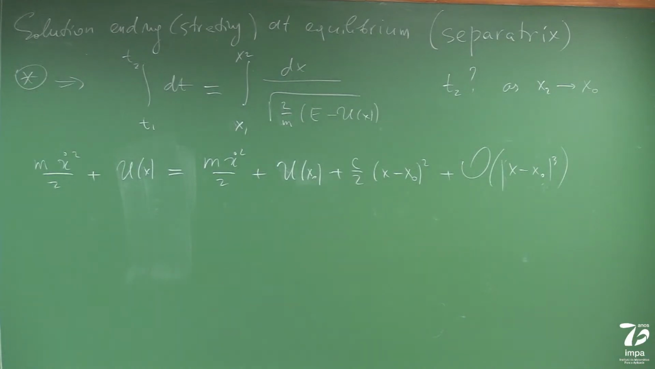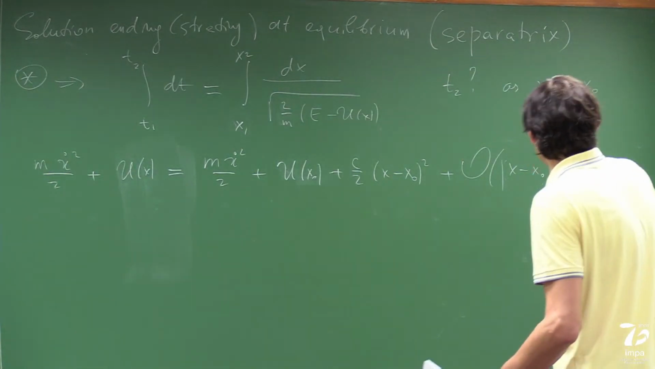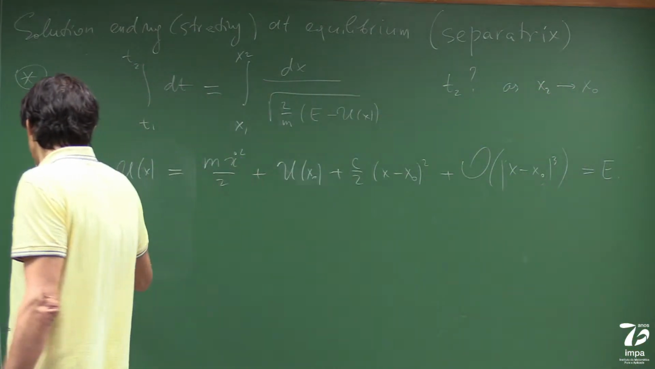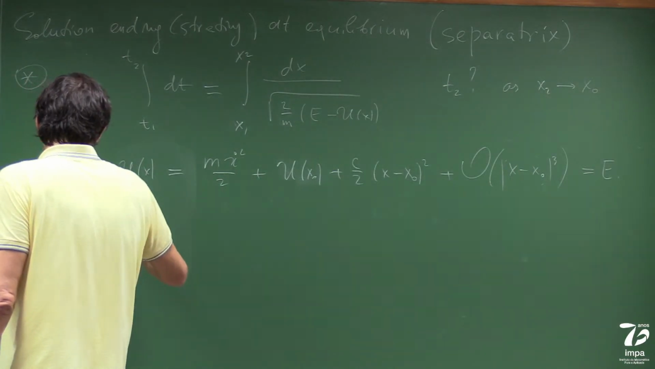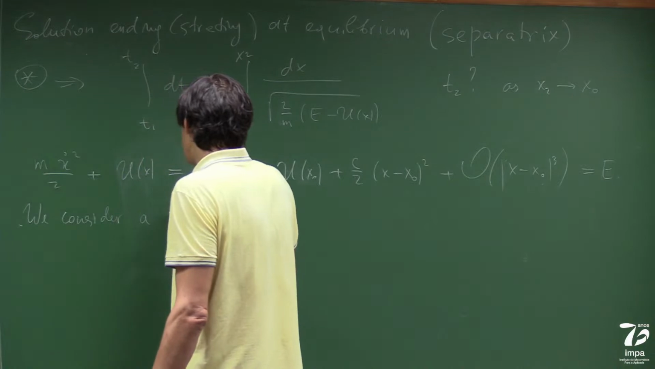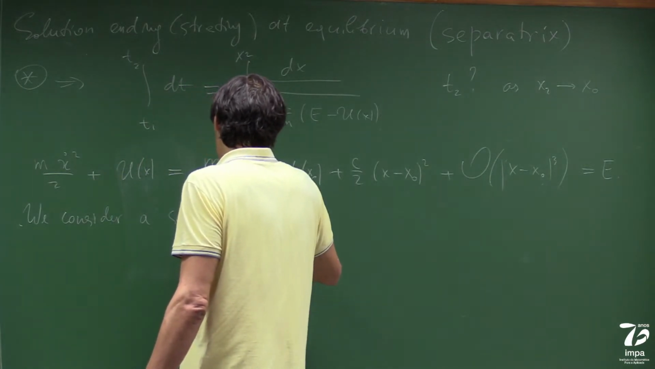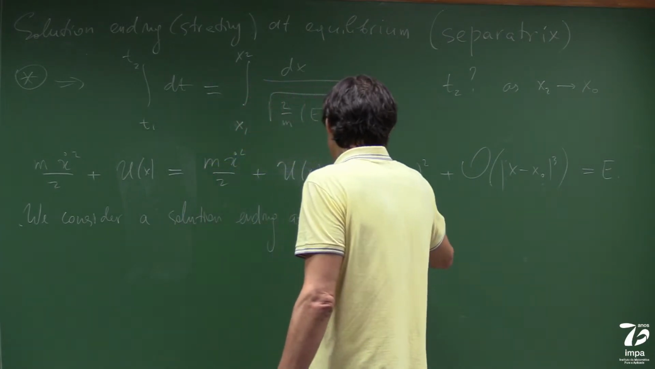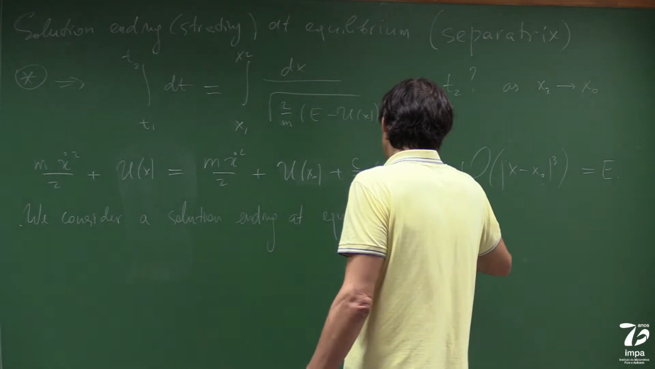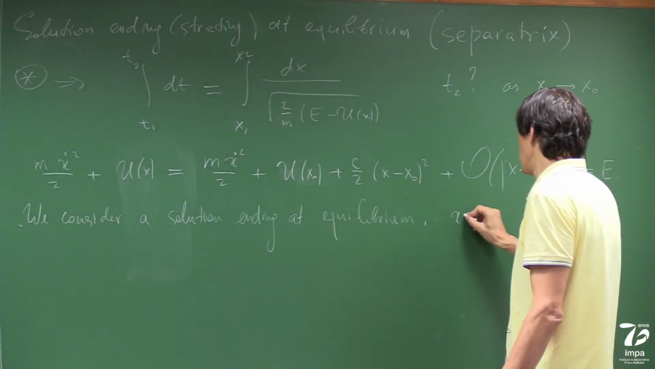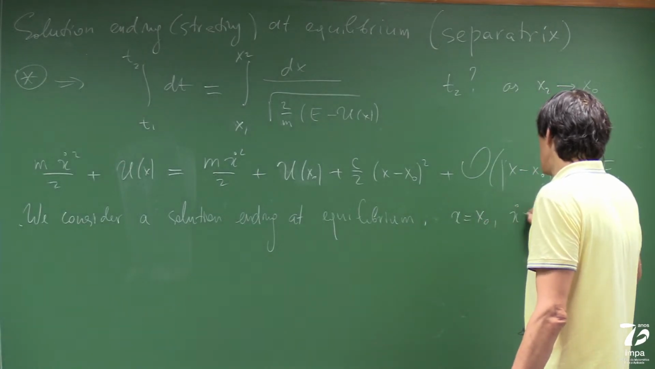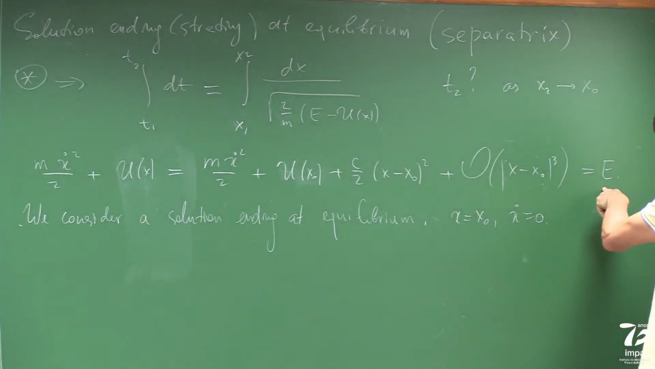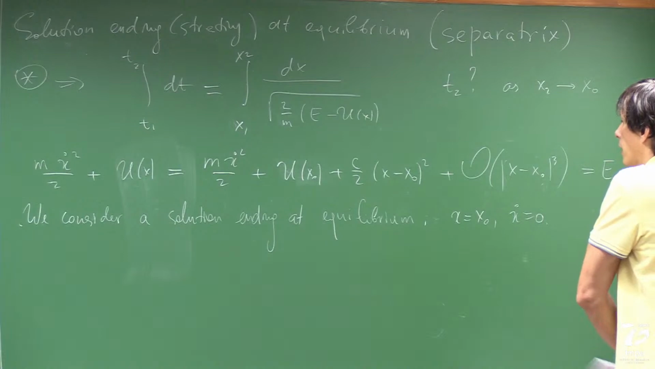That's Taylor expansion. This is exact relation. So what? And this should be equal to energy. So first, we consider a solution ending at equilibrium. And at equilibrium, we have x equal x0 and x dot equal 0, right? So you just substitute these values here and find energy. So everything is 0.